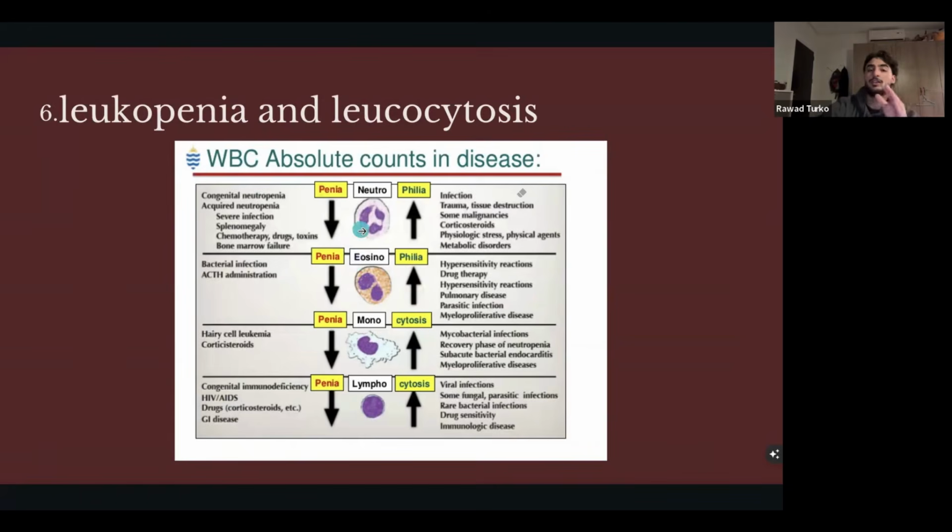Okay, so neutropenia is going to be caused. First of all, there's two different kinds of neutropenia. There's congenital neutropenia and acquired neutropenia. There's also something called febrile neutropenia, which I don't know if you guys had a lecture on yet, but febrile neutropenia is very, very severe neutropenia. Usually it's going to be less than 500 for the absolute neutrophil counts.